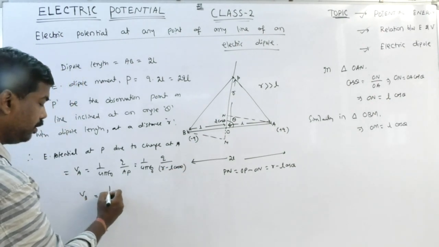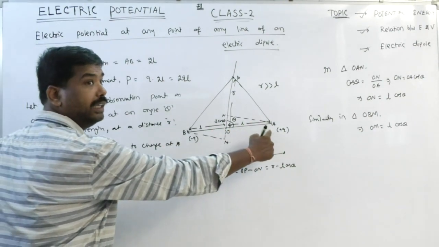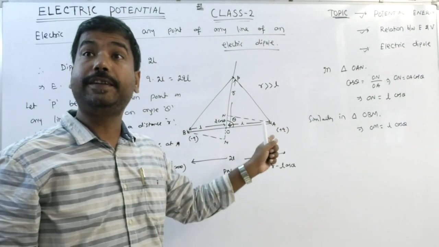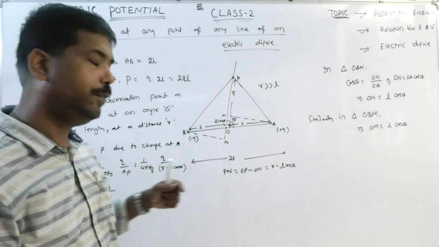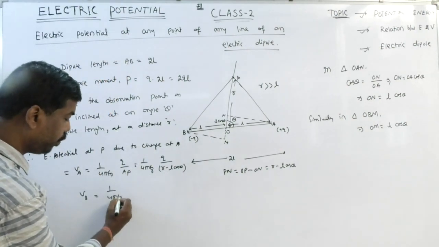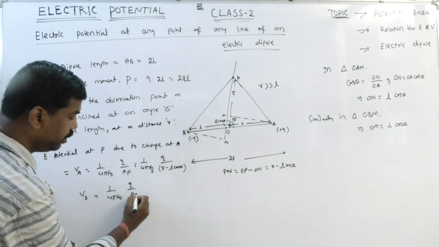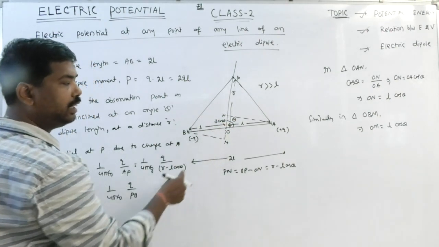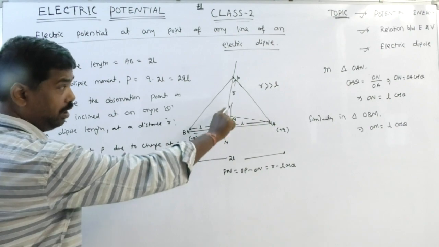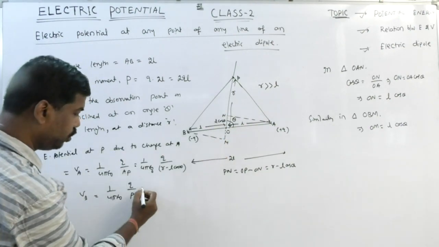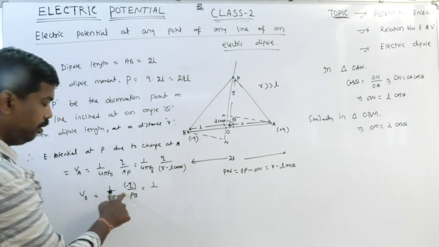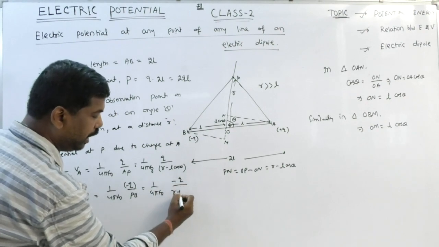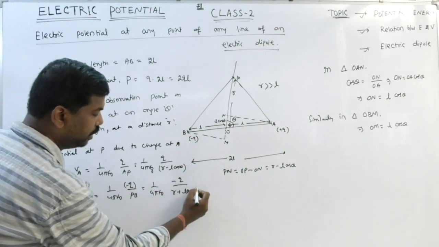Similarly, potential for B: positive charge is placed at A while negative charge is placed at B, and we know that potential is positive for positive charge and negative for negative charge. Hence, V_B is equal to 1 by 4 pi epsilon 0 q by PB. PB is equivalent to PM as we neglect the theta. So at that condition, this is r and this is L cos theta. So with minus q here, V_B is 1 by 4 pi epsilon 0 minus q by r plus L cos theta.